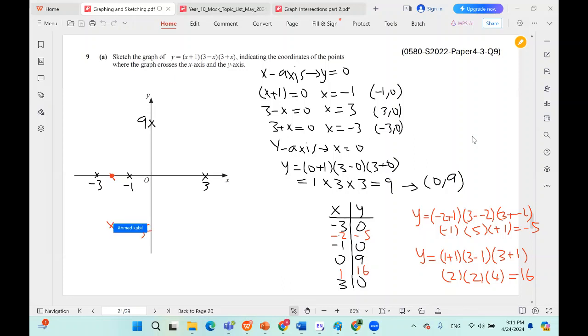And then we also have 1 and 16. So 1 and 16, which is somewhere at the top here. Now that we have these 2 extra points, it will be very easy to draw the curve. We just connect all the points together, so it will look something like this.